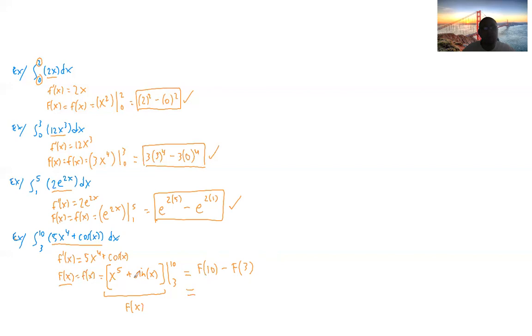So for the first one, wherever you see an x, put in a 10. So for this first term, it's going to be 10 raised to the 5th plus the sine of 10, right? This is only big F evaluated at 10. Now we have to subtract big F evaluated at 3. Wherever you see an x, put a 3. But now you have 3 raised to the 5th plus sine of 3, okay? And that was big F evaluated at 3. Now when you put this in a calculator, again, you're going to get a single value answer, and that's going to be it for that, okay?